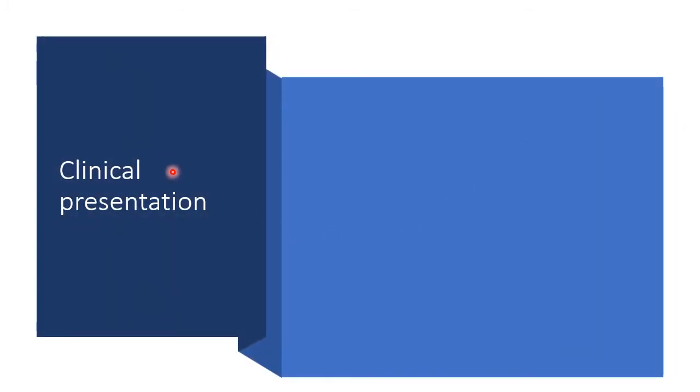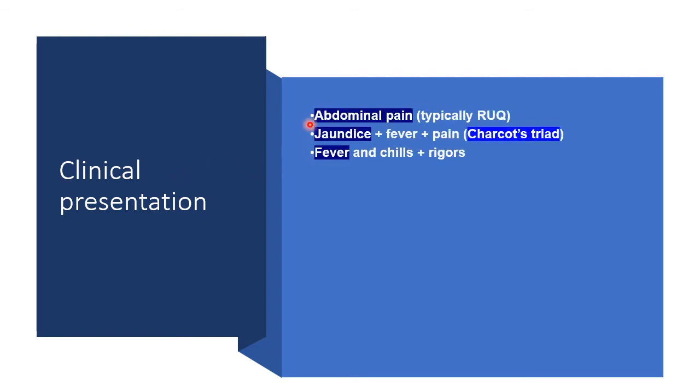The clinical presentation of bile duct obstruction. Although the symptoms and signs may vary from case to case according to the cause of the obstruction, in general, the symptoms are abdominal pain, typically at the right upper quadrant, jaundice, which is usually gross, and fever, characterized by chills and rigors. These three features collectively are known as Charcot's triad, which is a common occurrence in patients with ascending cholangitis, which is a complication of bile duct obstruction.